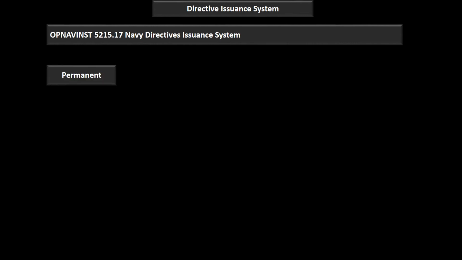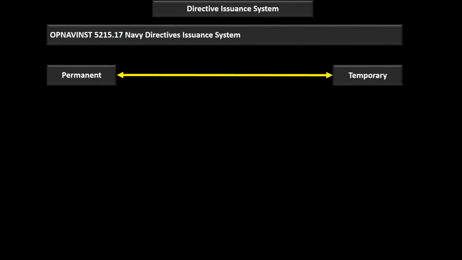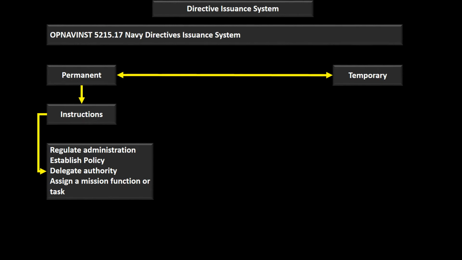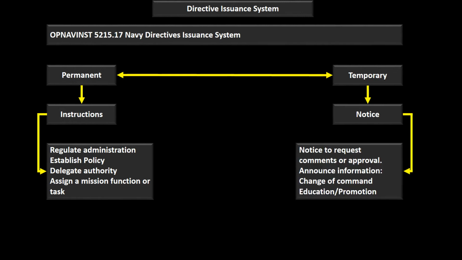Directives can be classified as either permanent or temporary. Permanent directives come in the form of instructions, and an instruction regulates administration. It establishes policy, delegates authority, and assigns a mission, function, or task. A notice is very similar to an instruction. We can use it to request comments or approval, or to announce information like a change of command or education and promotion opportunities. But the big difference between a notice and an instruction is that a notice cannot remain in effect for more than 1 year.